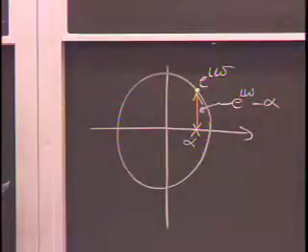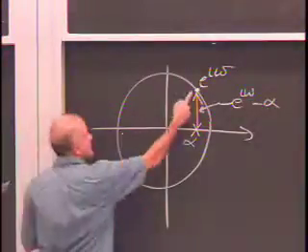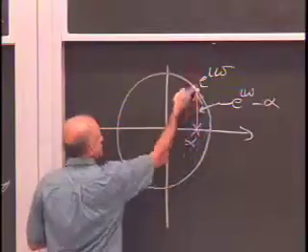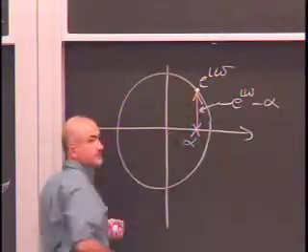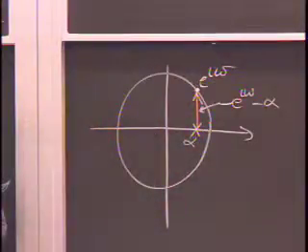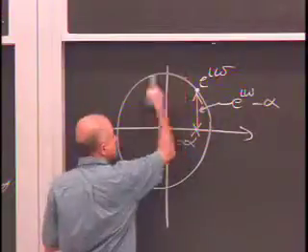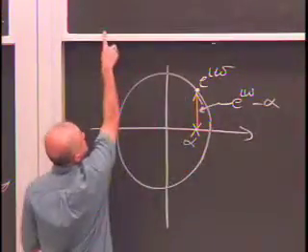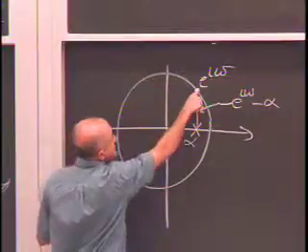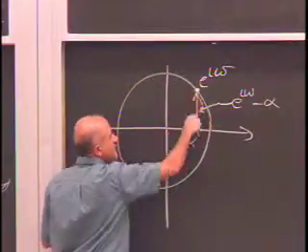So as omega changes, e to the I omega, you can think of it as a particle. It goes around this unit circle. And as it goes around the unit circle, the magnitude response is the inverse of the magnitude of this red vector.